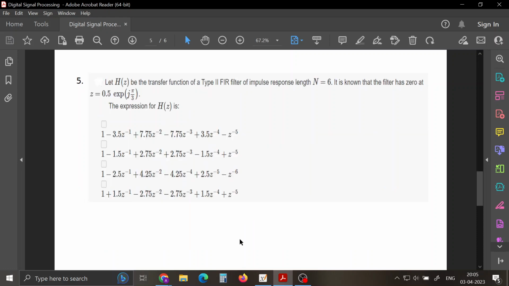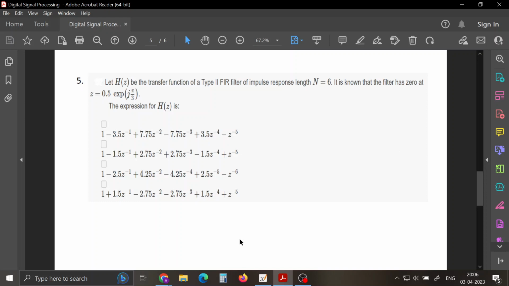Now coming to question number 5. We have been given capital H of Z as the transfer function of a type 2 FIR filter, and the impulse response has a length capital N equals 6. So it's clearly an even length, because for type 2 the condition is that the symmetry should be even, and the length should also be even.